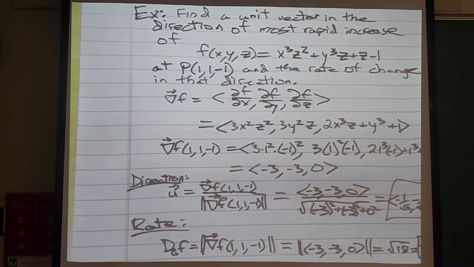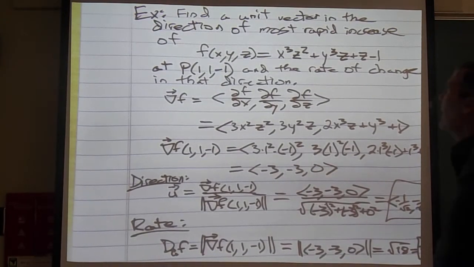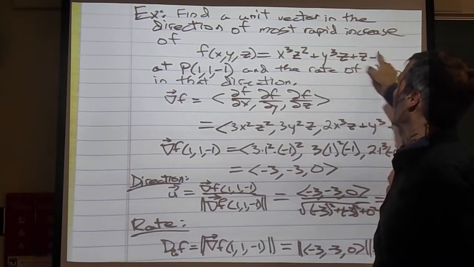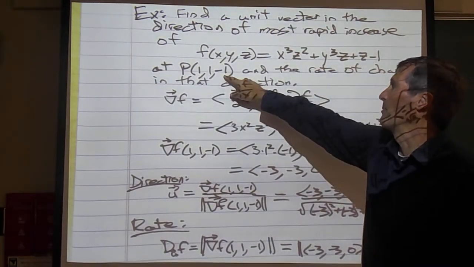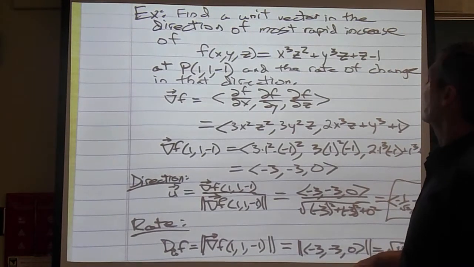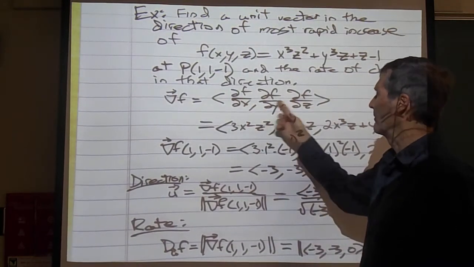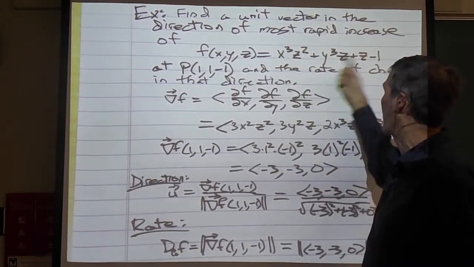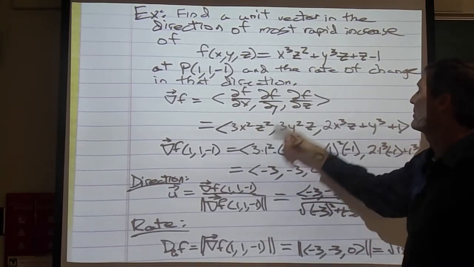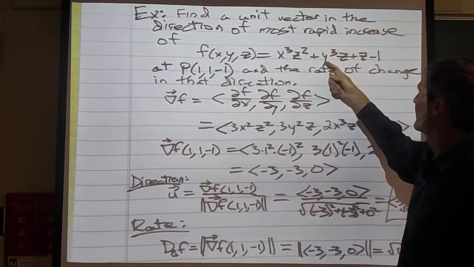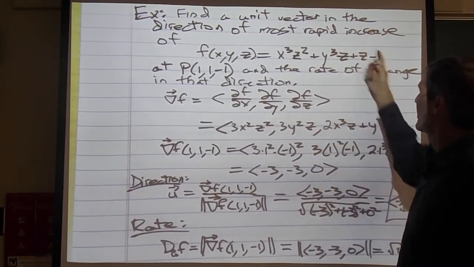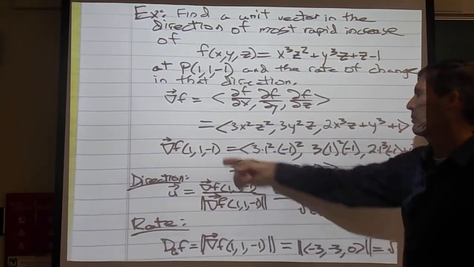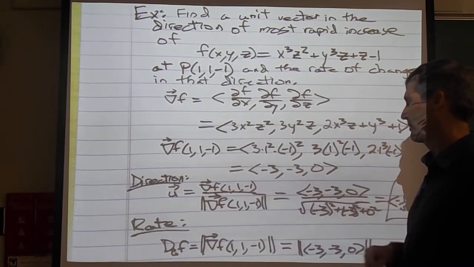Here it is. Find the unit vector in the direction of most rapid increase of f of x, y, z equals this polynomial function at the point 1, 1, minus 1 in three dimensions. And the rate of change in that direction. So what's the gradient? It's the vector of partial derivatives. I take partial with respect to x. I get 3x squared times z squared plus nothing, because there's no x in the other terms. I just get 3x squared z squared. Partial with respect to y, only this term has y, so it's 3y squared z. There it is. And partial with respect to z is here. And then I plug in the point at which I want to find the direction of most rapid increase. 1, 1, minus 1, and I get the vector minus 3, 0.